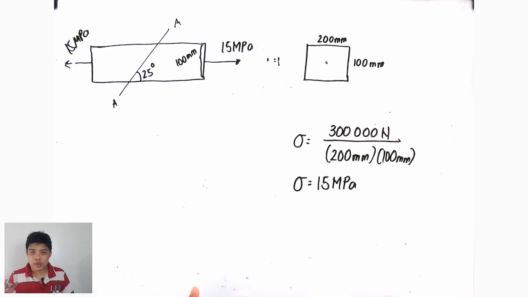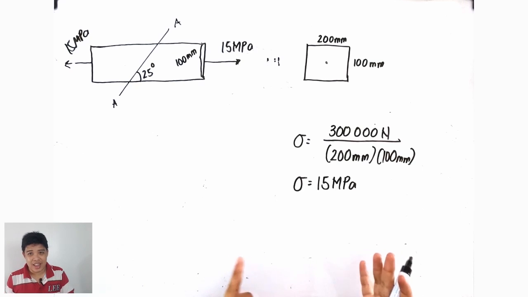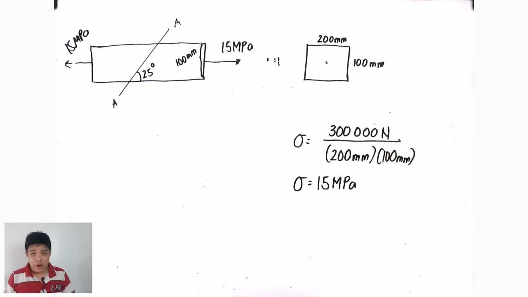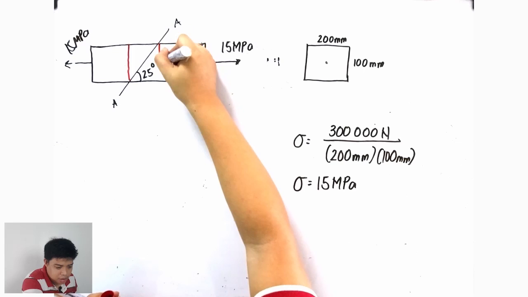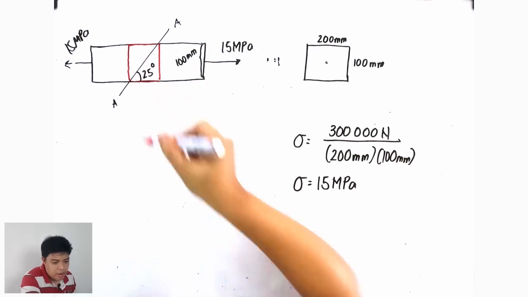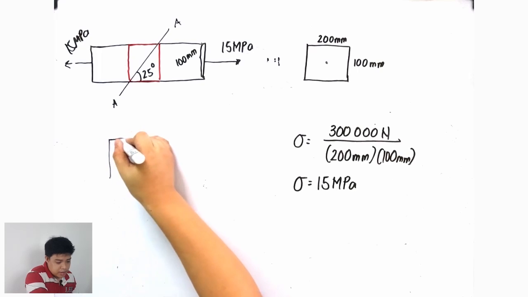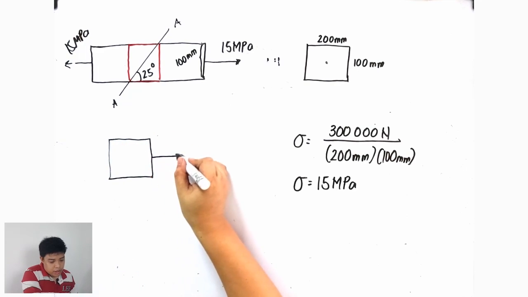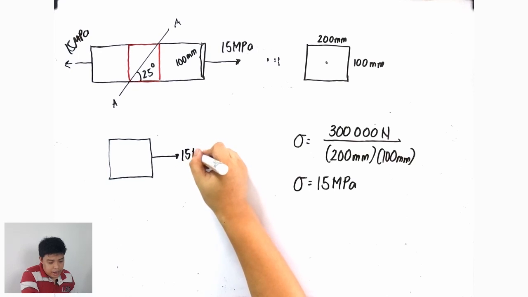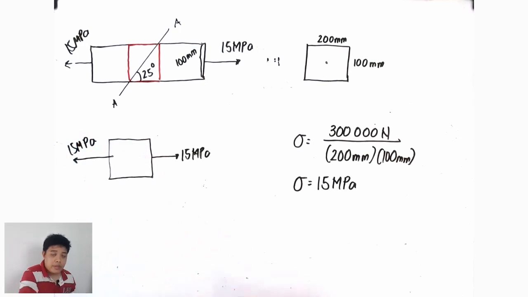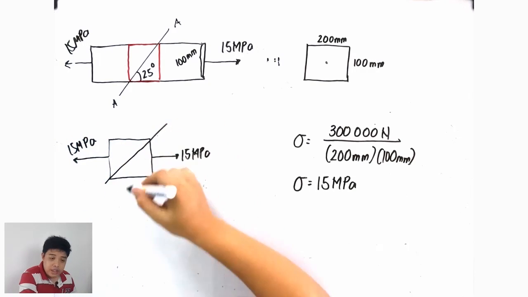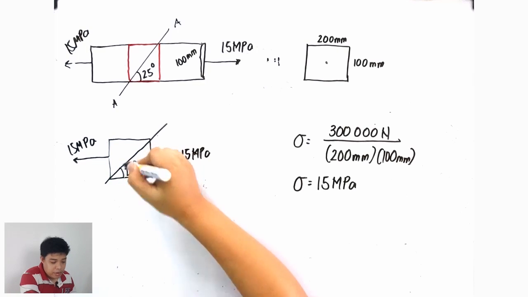I'm going to show you both. I'm going to show you the conventional way of doing this Mohr circle and the calculator technique. How are you going to do this? Represent this problem using a certain state of stress. You just cut a small portion of the body like this one, and then this one will be our state of stress. Simplify it, this will look like this. So this one is 15 megapascal, and this is also 15 megapascal, and this is your section A-A, which is 25 degrees from horizontal.